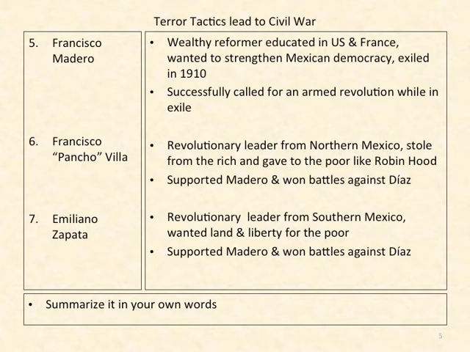One of the leaders here is Francisco Madero. He is a wealthy reformer educated in the U.S. and France. He wants to strengthen Mexican democracy. He's exiled in 1910, but he successfully calls for an armed revolution. Another leader is Francisco Villa, also known as Pancho Villa, and he's a revolutionary leader from northern Mexico, and he's kind of like the Mexican Robin Hood because he steals from the rich and gives to the poor. He supported Madero and won many battles against Diaz.